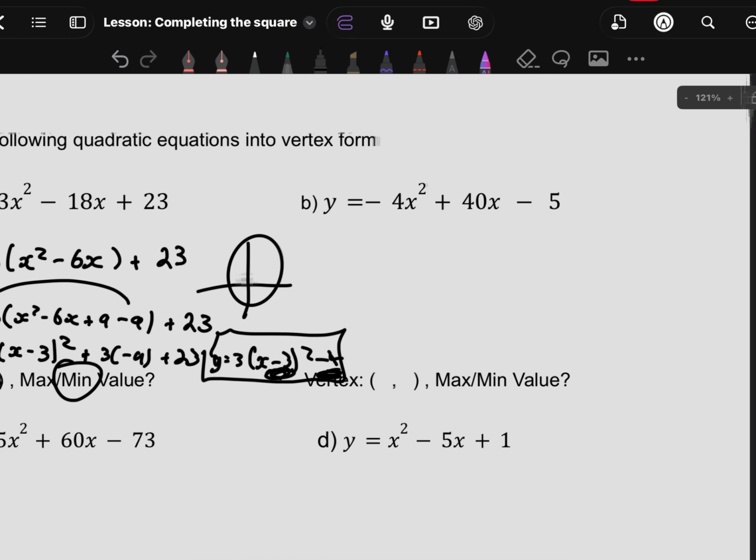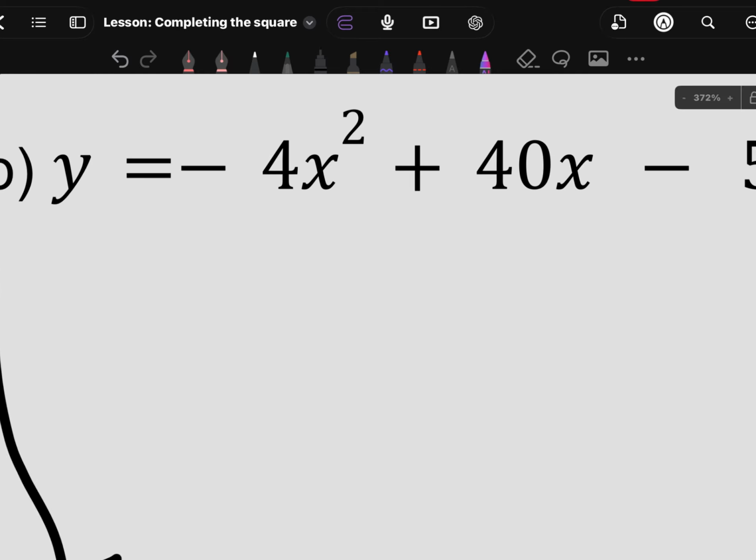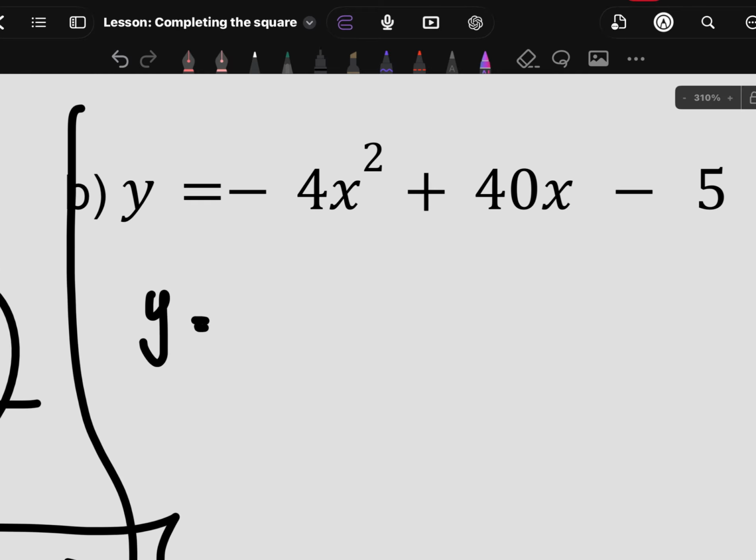Let's do one more example. This one is a little bit trickier, but it's basically the same thing. So here, we factor out the first term, negative 4.